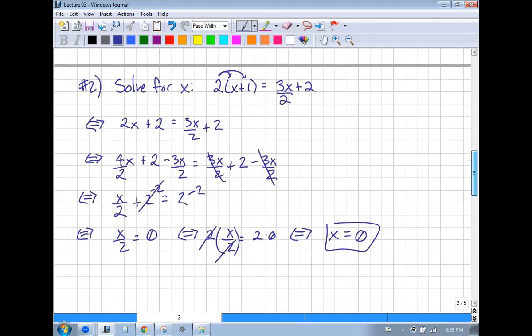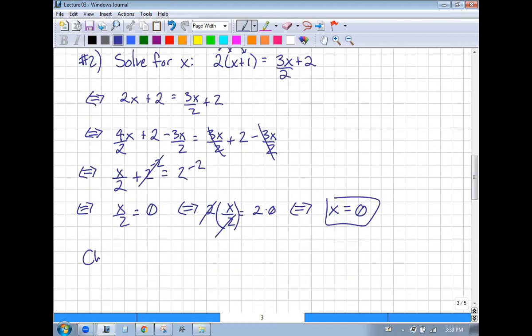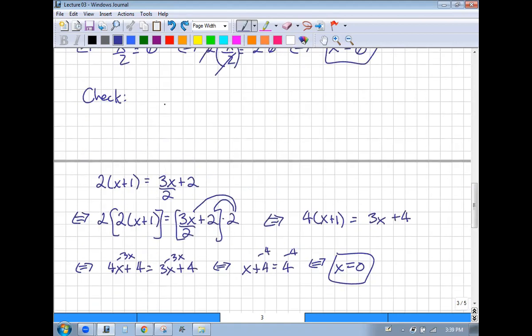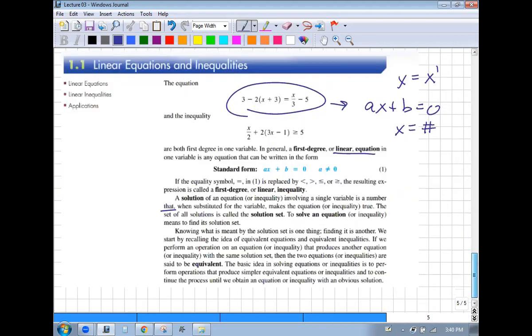So up here on this quiz, we should have done a check. Check our work. Plug zero in for the x and make sure that both sides are equal. So let's do our check here real quick. If I replace this with a zero, and I replace this with a zero, this is the same thing as saying, well, 0 plus 1 is just 1, and then 3/2 times 0 is just 0. And yeah, 2 is equal to 2. That's how you check your work. You always want to check your work if you're trying to get full credit.